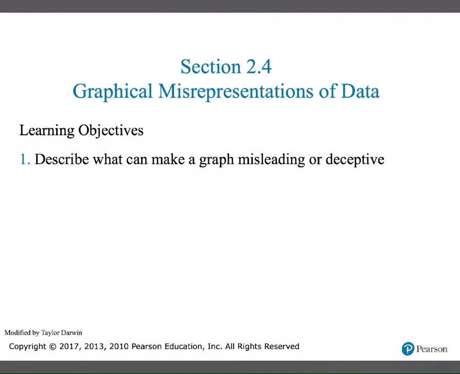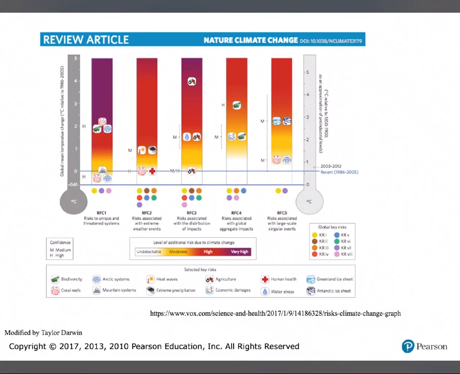2.4 is over misrepresentation of data. So we know how to represent data, but now we can learn about ways that maybe data is not presented in a very good way. So this is an example of when a graph is way too busy. Whenever you create graphs, you want to make it as straightforward and easy to read as possible. And so this is just really hard to read.